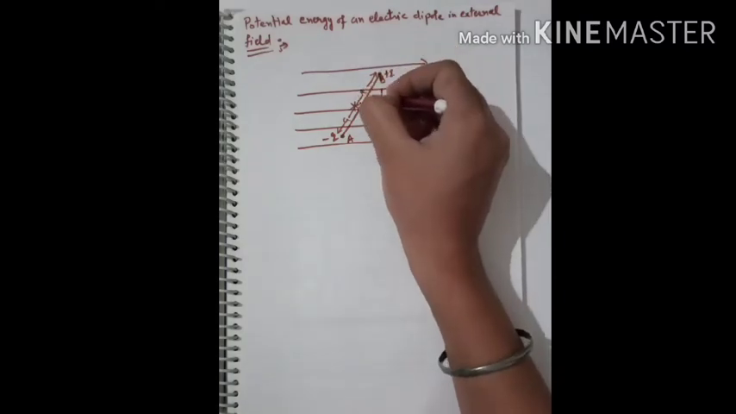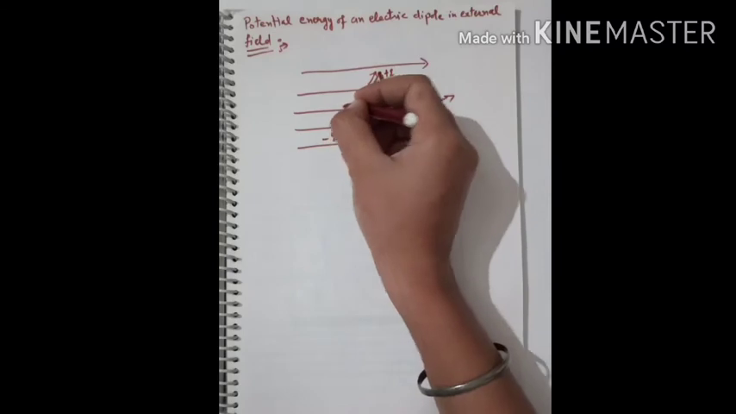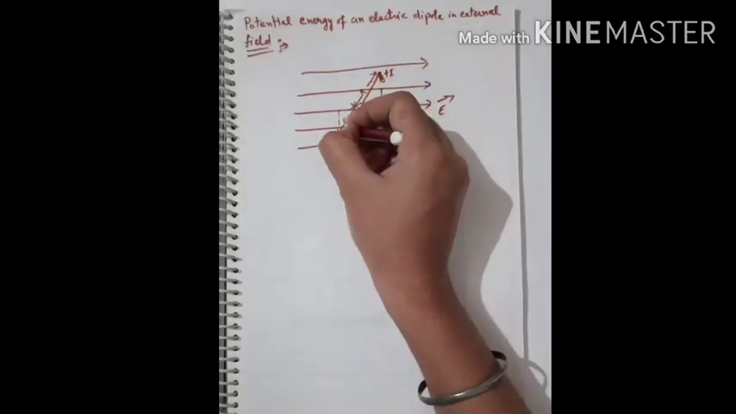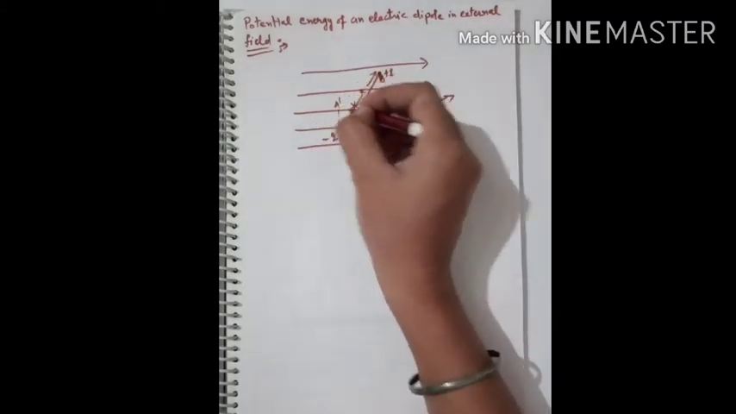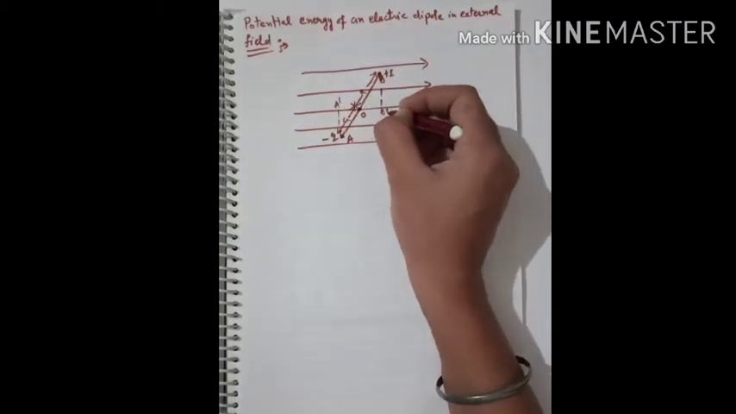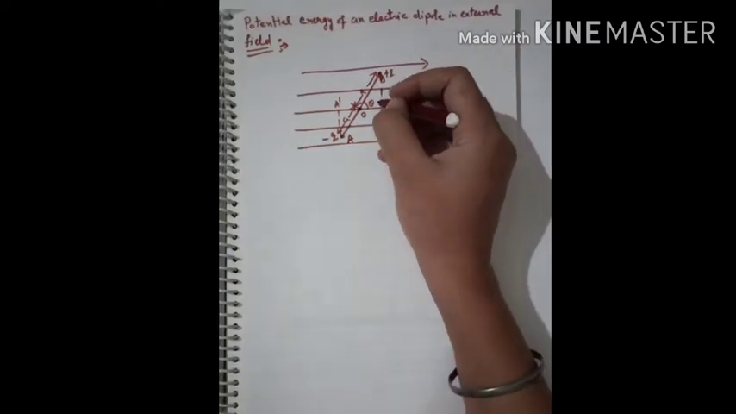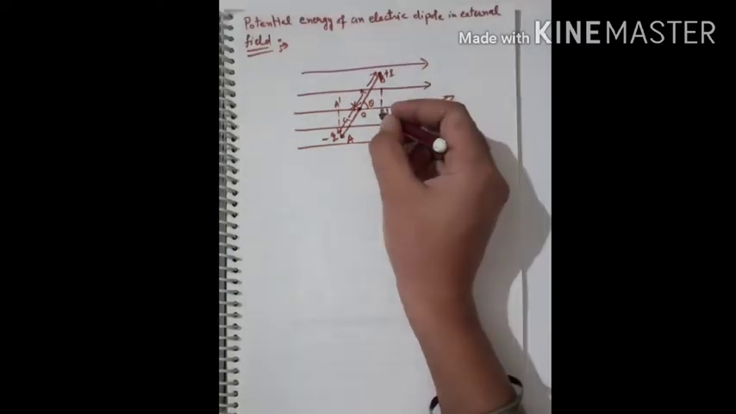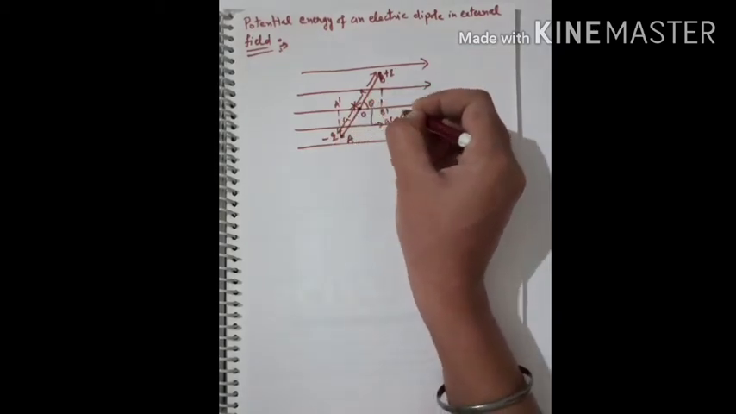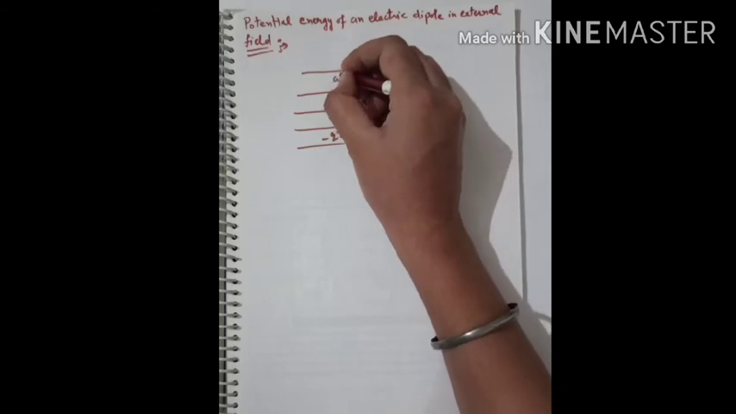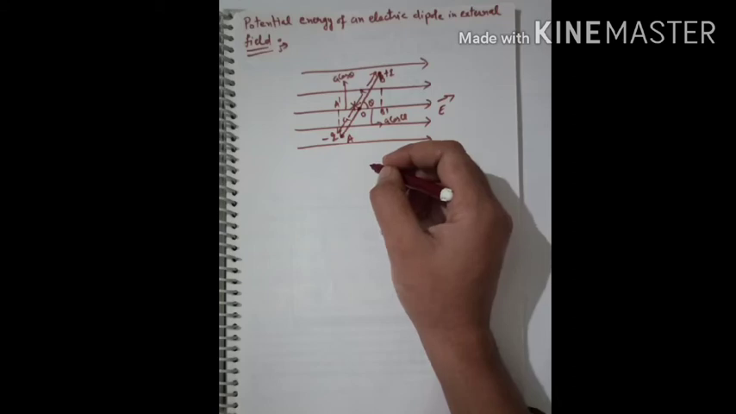Draw a perpendicular here. So this is A dash, this is B dash, this angle is theta, and this portion is a cos theta, this is also a cos theta. So this is the base.